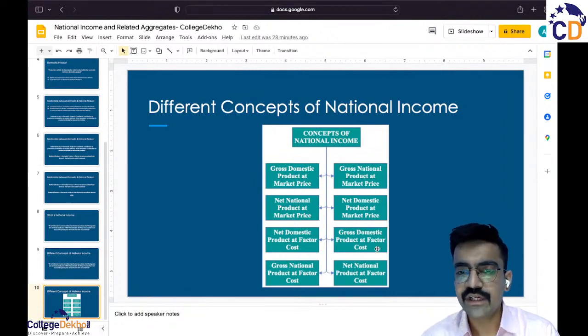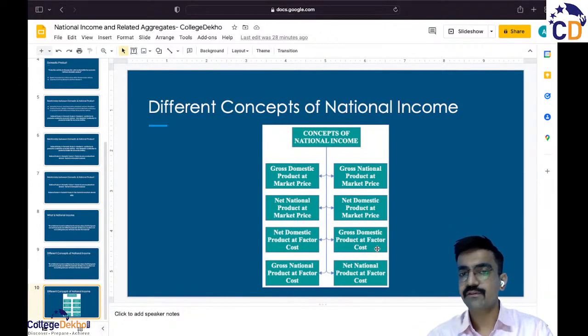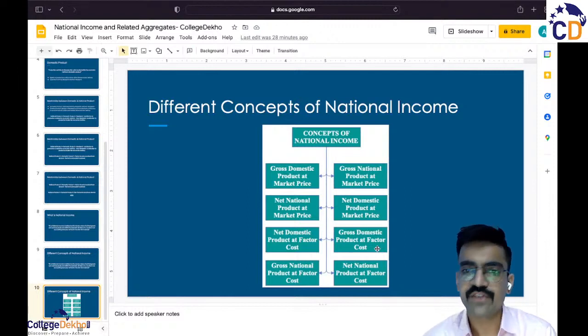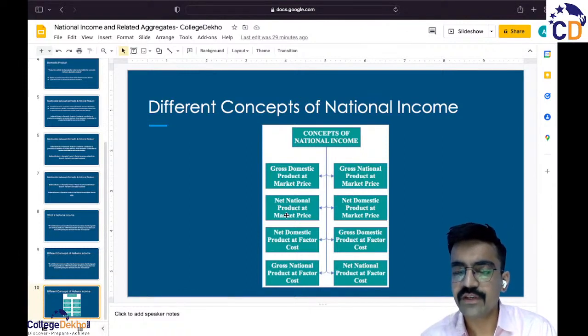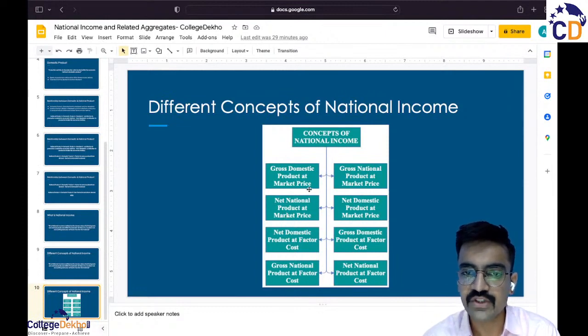So on the basis of these basic distinctions, there are eight different types of concepts of national income, and all of these different concepts take into account these three basic distinctions. For example, it could be gross domestic product at market price, or gross domestic product at factor cost, which is here. Then it could be gross national product at market price. Then it could be net national product at market price, which is here. So there are eight different types of national income which are listed here.